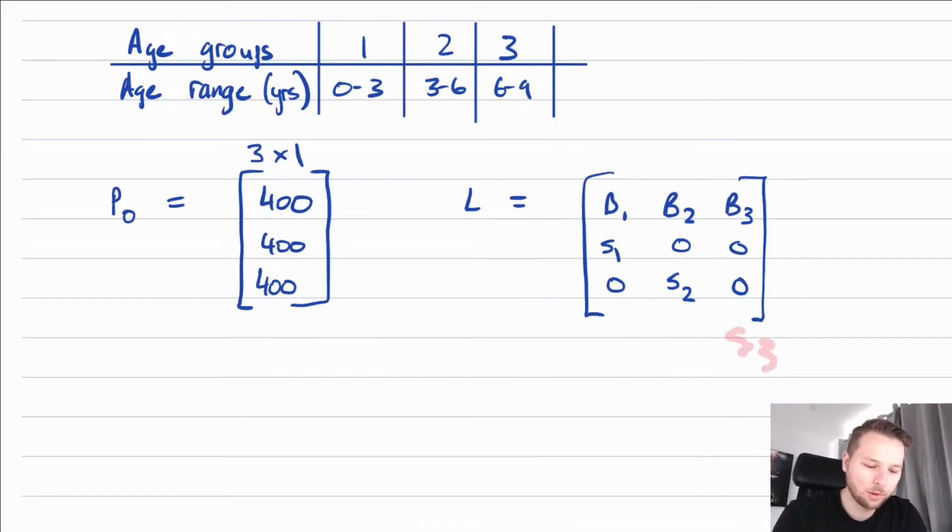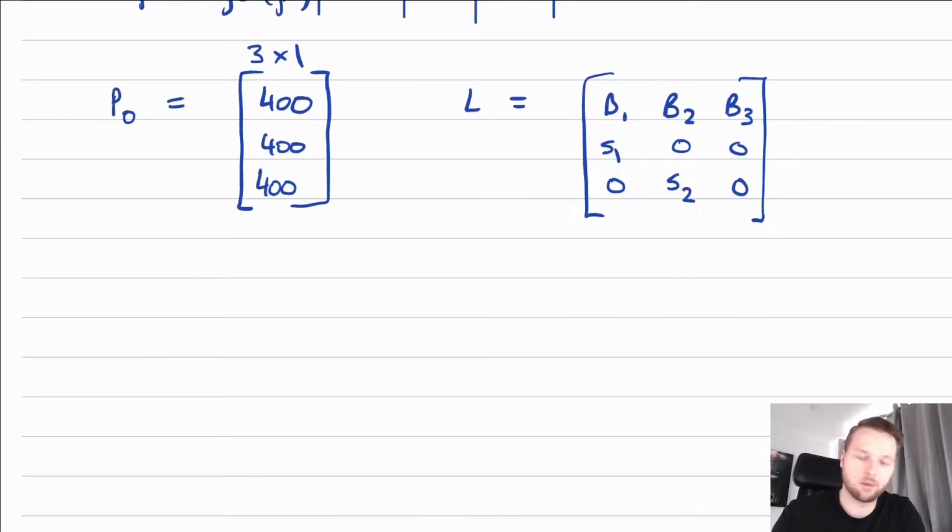Well, that's because that's as old as they get, 6 to 9 years. Let's say maybe this was a fish. Maybe these fish only live to be about 8 years and they don't live past 9. So that's why you don't have an S3 or a survival rate for the last age range of the species. Okay, now that we've set that up, we're going to use some initial values.